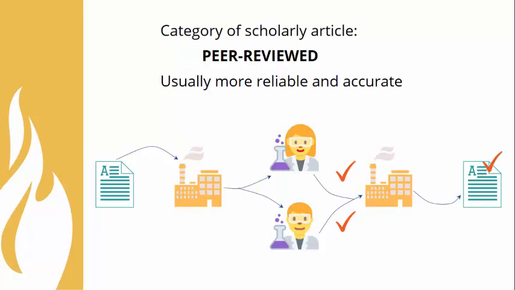Sometimes your professor will ask you to find peer-reviewed scholarly articles. This is a special category of scholarly articles. A researcher writes an article and sends it to a journal to be published. Before the article is published, the journal will ask experts in the field to read it. The experts make sure the information is reliable.